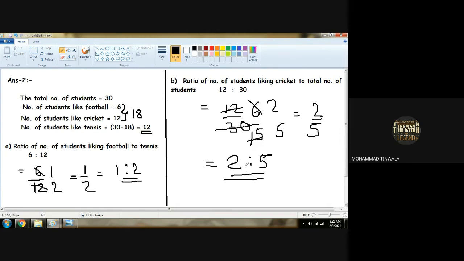That is what we can say. Out of 5 students in the class, there are 2 students who like cricket. So this is what we have finished, question number 2. Any doubt with this?